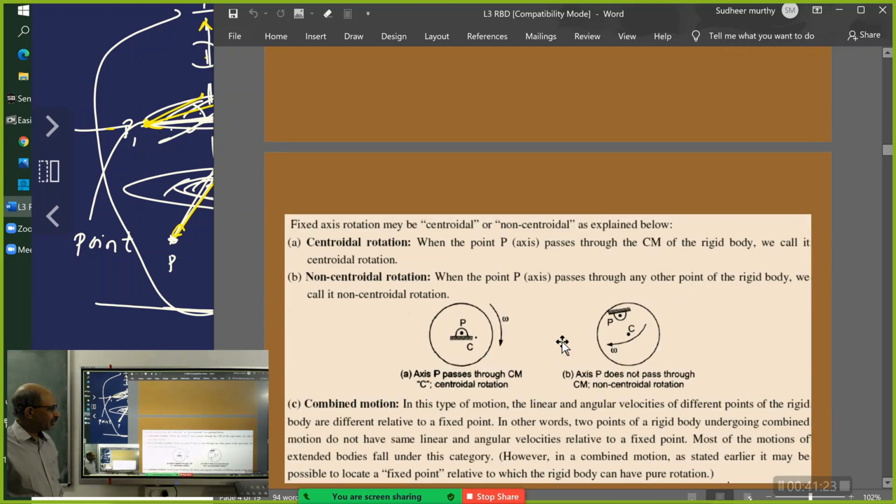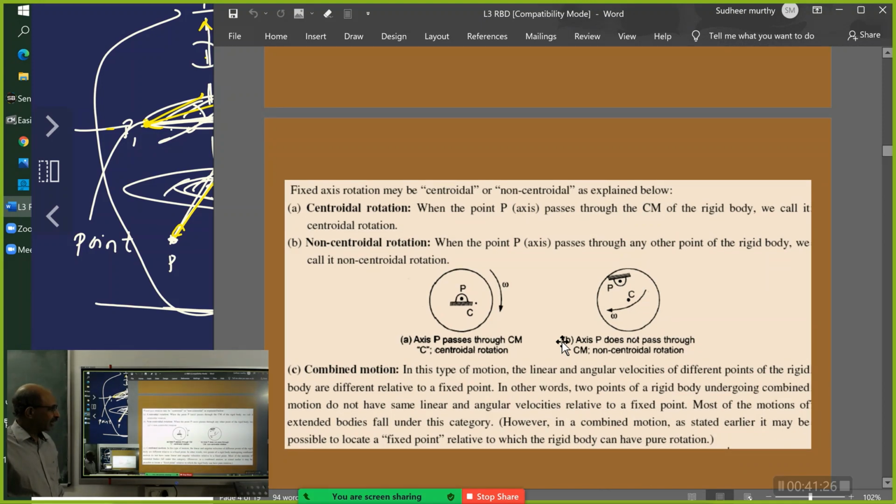Now one more concept here. Yesterday, because you are all very eager to use center of mass, I see some of you.